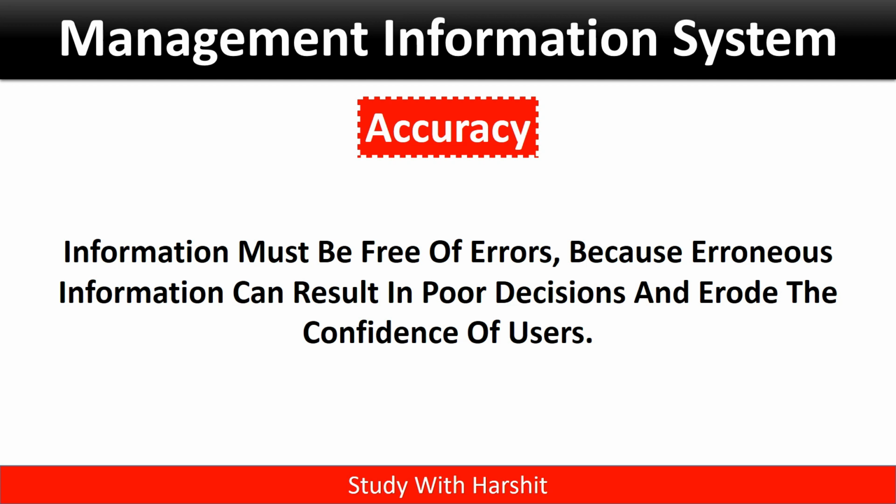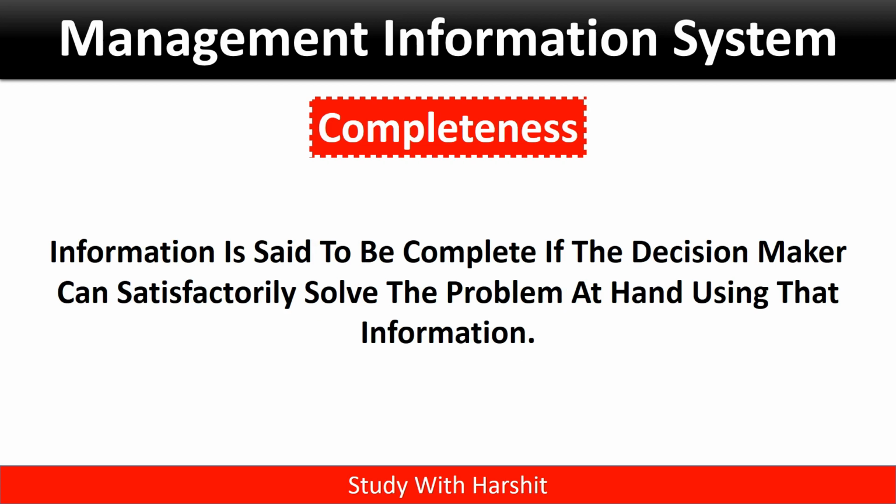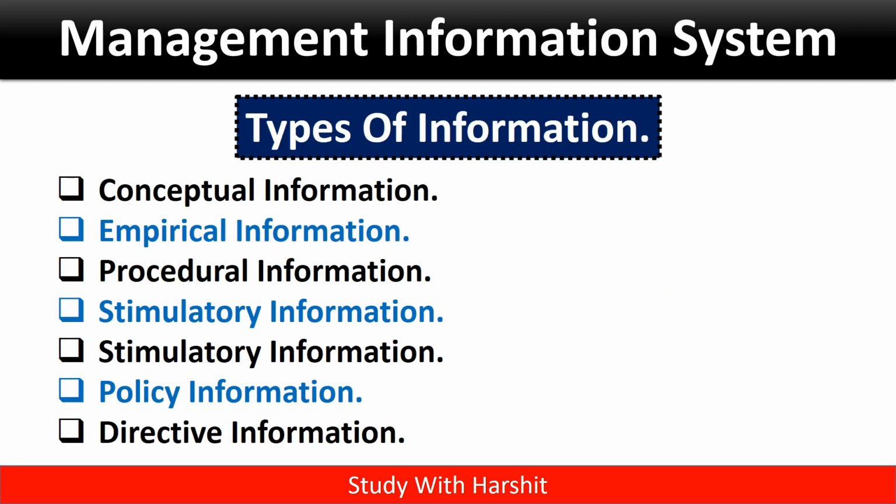Accuracy. Information must be free of error because inaccurate information can result in poor decisions and erode the confidence of the user. Correct information format. Information must be in the right format to be useful to the decision maker. Completeness. Information is said to be complete if the decision maker can satisfactorily solve the problem at hand using that information.